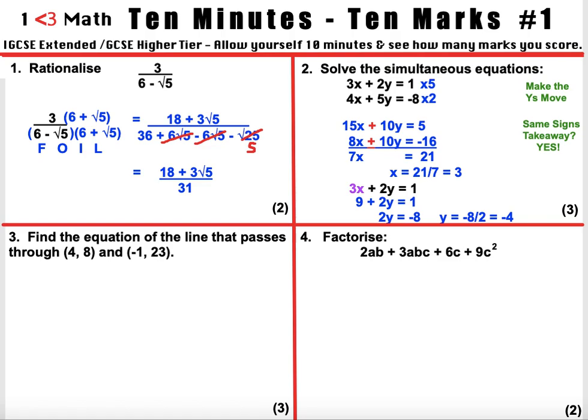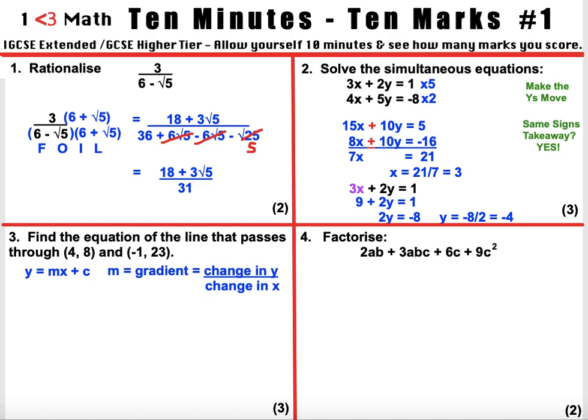Right, number 3. Find the equation of the line that passes through the coordinates 4 and 8 and minus 1 and 23. So when we're finding the equation of a line, it's y equals mx plus c. M is the gradient, c is the intercept. So we're going to start off here by calculating the gradient.